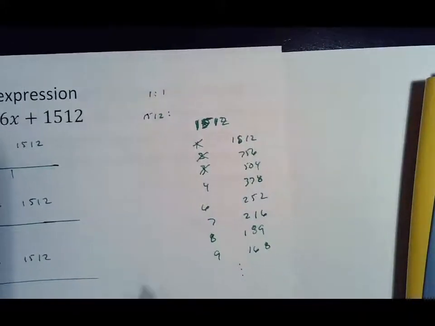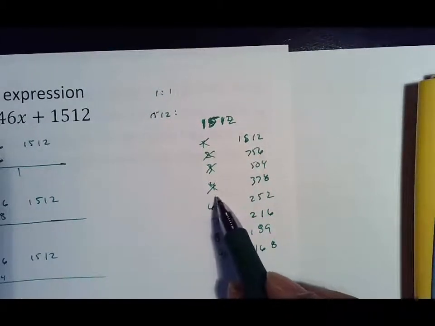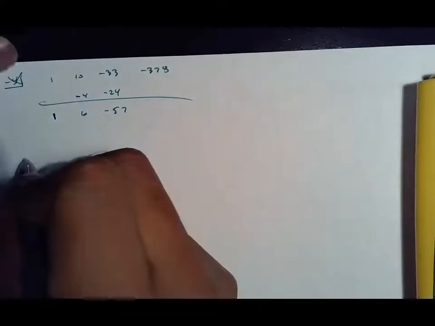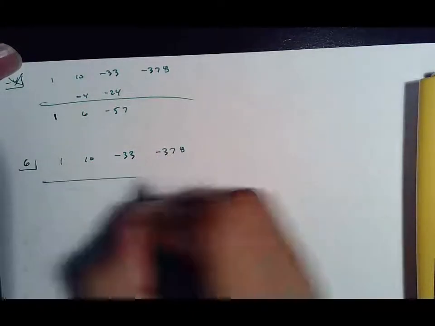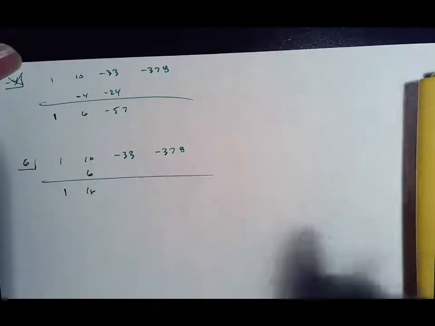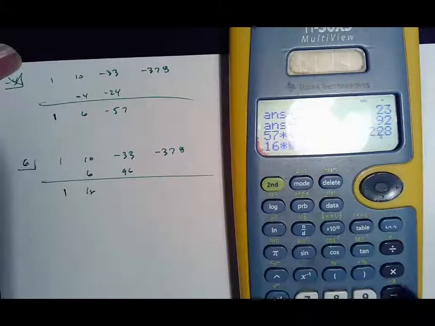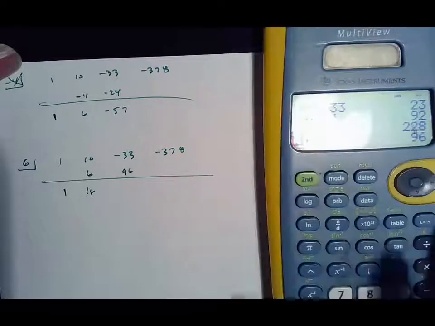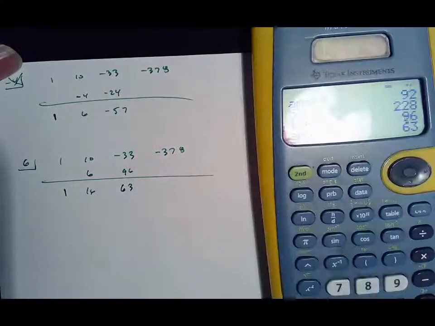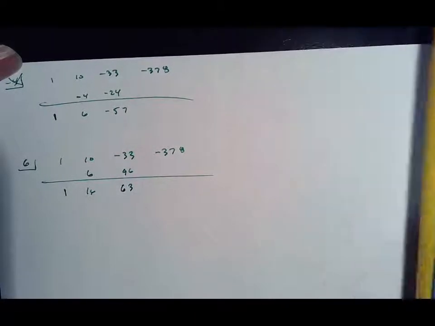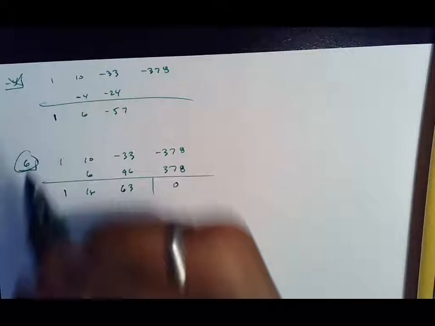And here is where the list actually helps. I'm done with my 4s, but I would have checked 5, but this list says that 5 is not even possible, so we'll jump straight to 6. So 6 here, 1, 10, negative 33, negative 378, 1, 6, 16. I believe that is 96. Yep. Then 96 minus 33 is 63. And 63 times 6 is, hey, good news, 378, which means that 6 works, and I circle it.